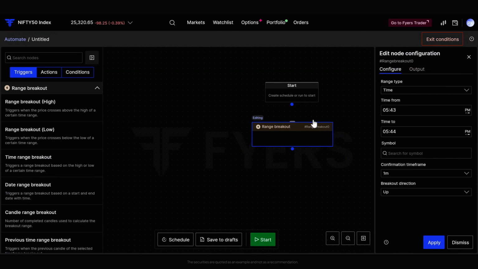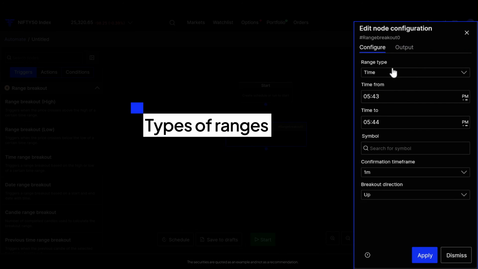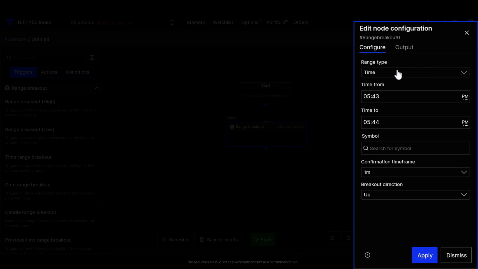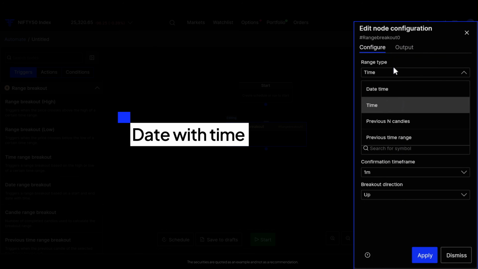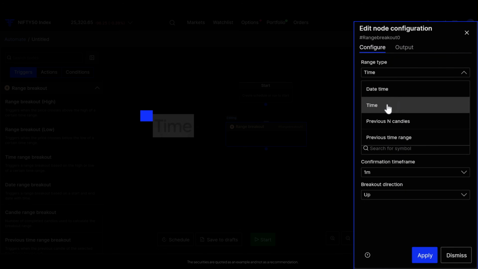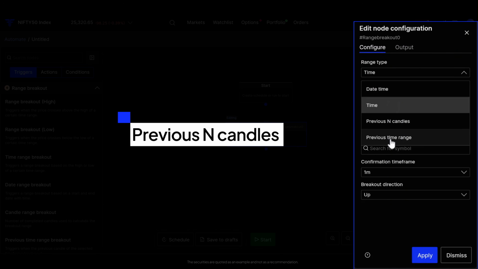Once you click on Edit, you will see the types of ranges you can define. There are 4 types of range breakouts. 1. Date with time range breakout, previous N candles range breakout, previous time range breakout.